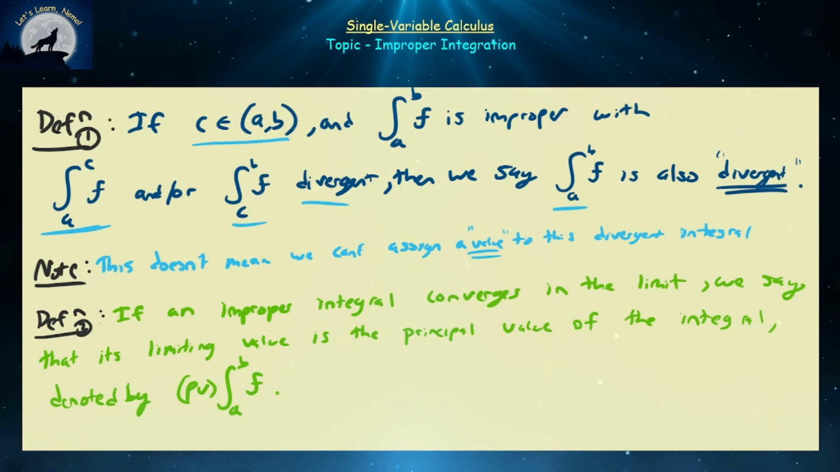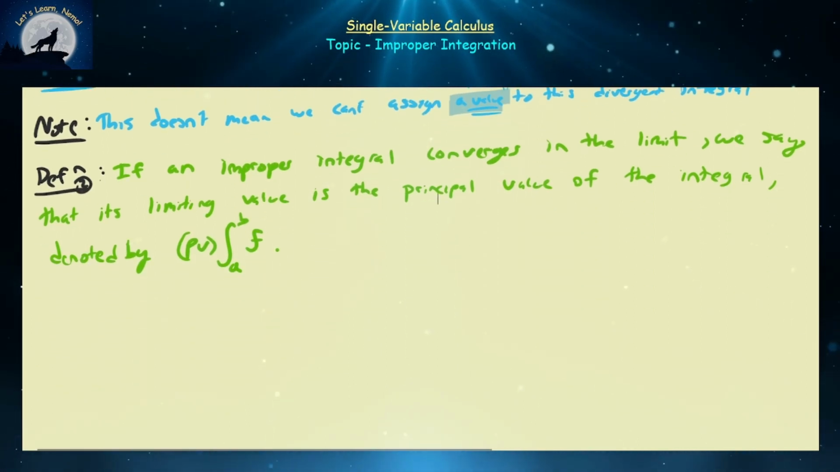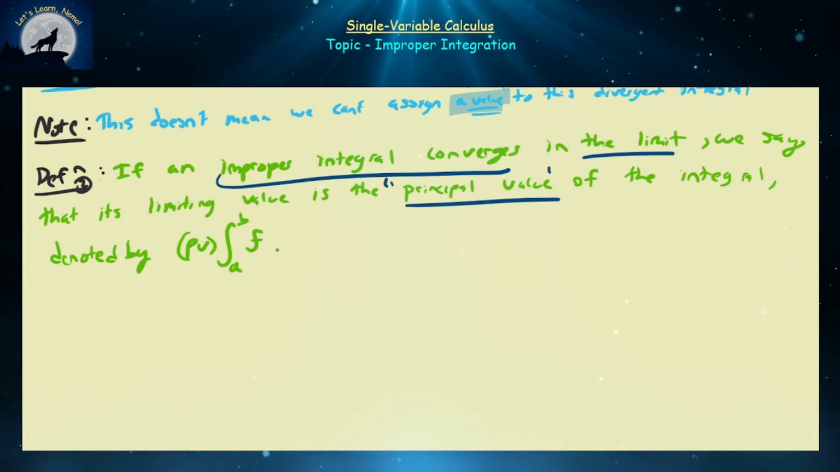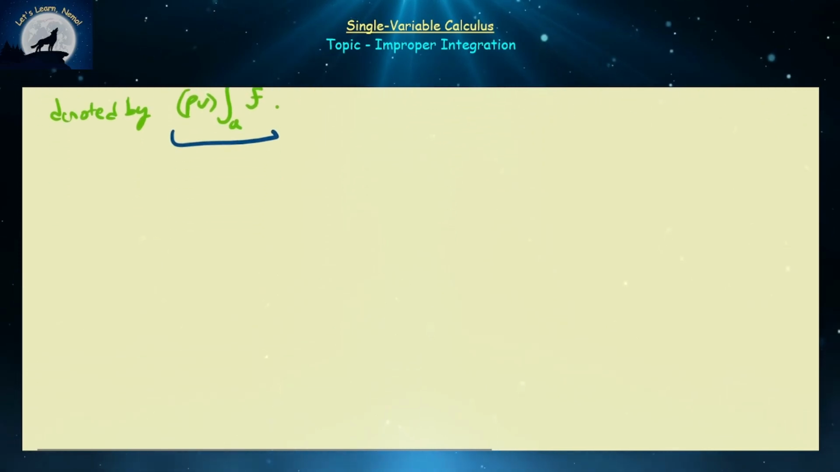But just because it's divergent, it doesn't mean you can't assign a particular value that is meaningful to this divergent integral. So if this improper integral does happen to converge under the limit definition of the improper integral associated to it, then we say that its limiting value is what we call the principal value of the integral and will be denoted by PV integral from a to b of f. Let's just take a very basic example to illustrate this idea.